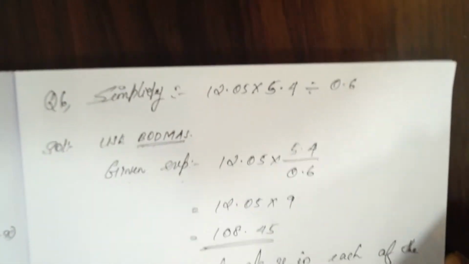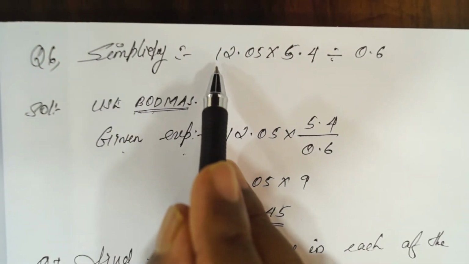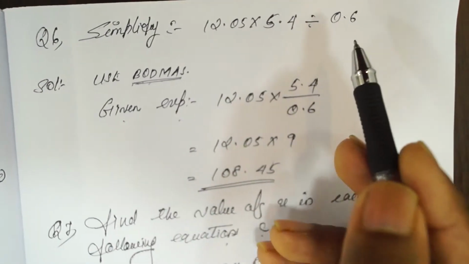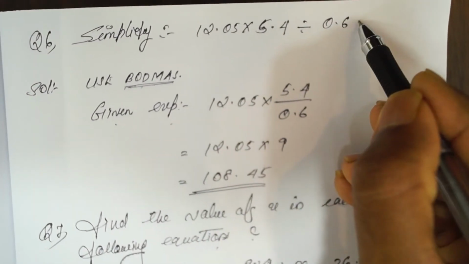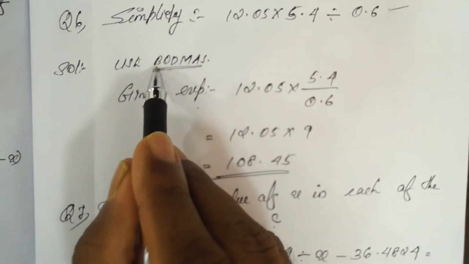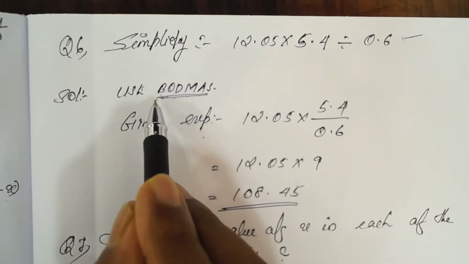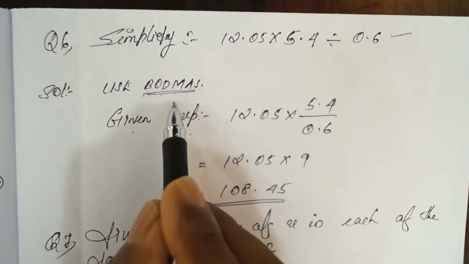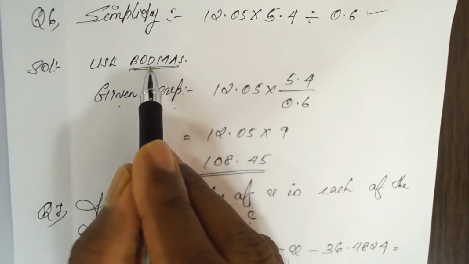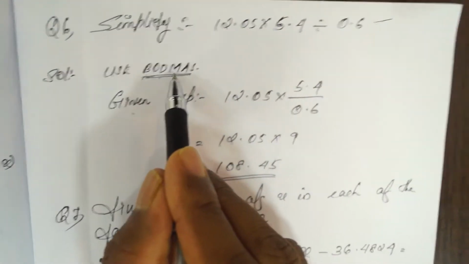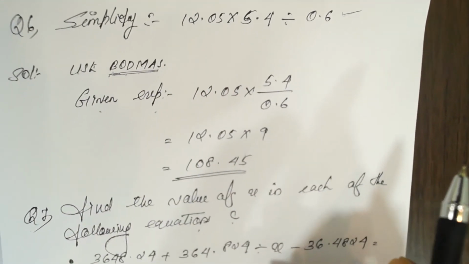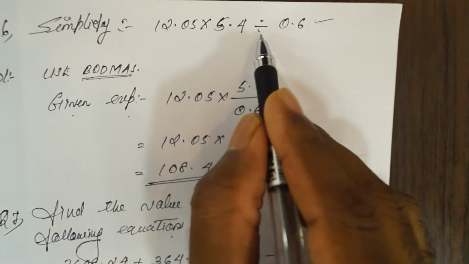Now our sixth question: simplify 12.05 into 5.4 divided by 0.6. If you are getting a question like this, you have to use BODMAS. BODMAS means the first one is for the orders, like the brackets, second one is for the order, third one is division, fourth one is multiplication, fifth one addition, and last one subtraction. So here we have to do the division first.